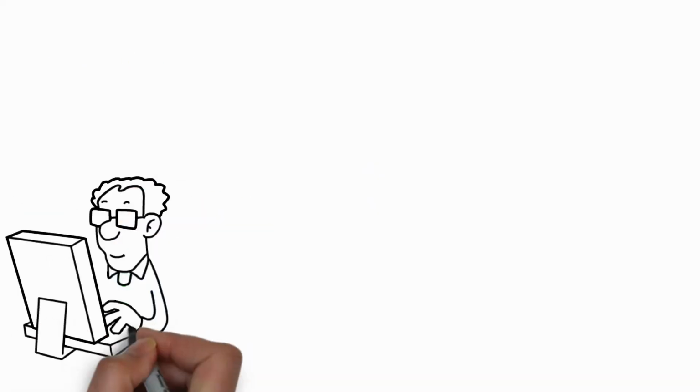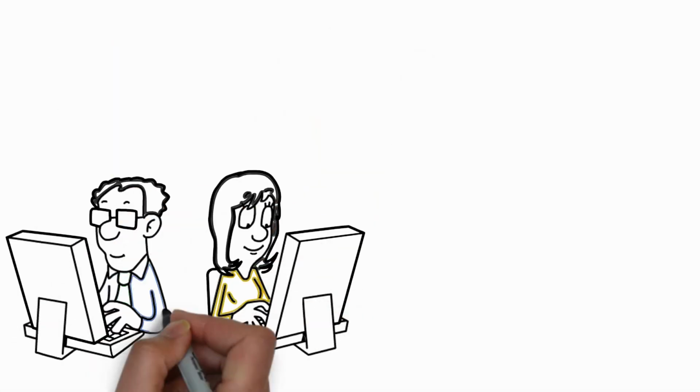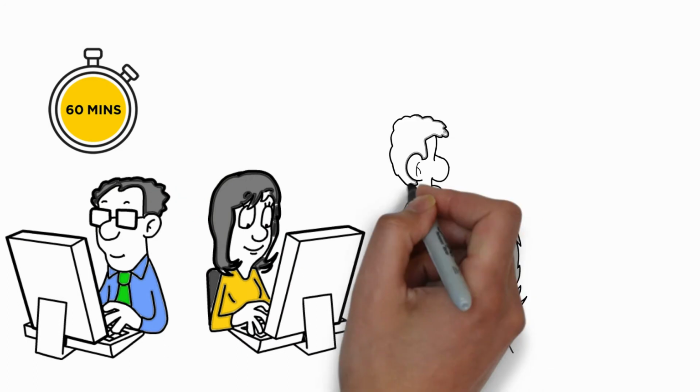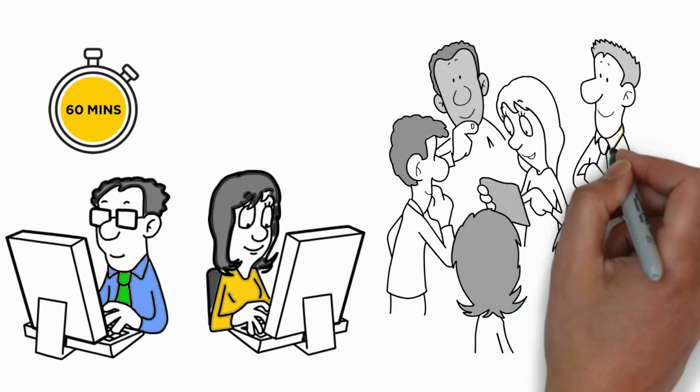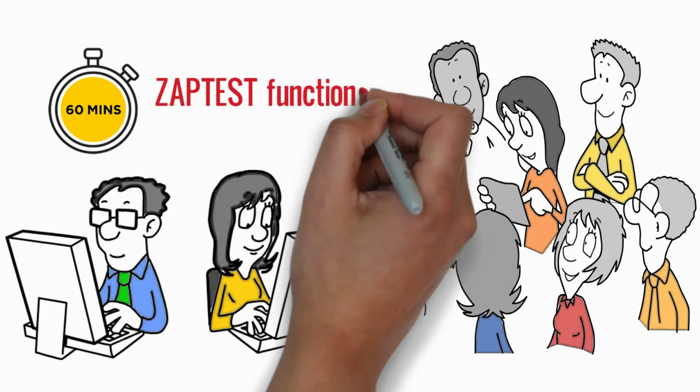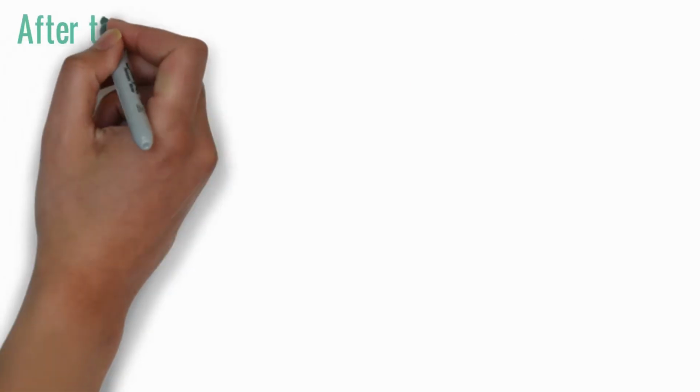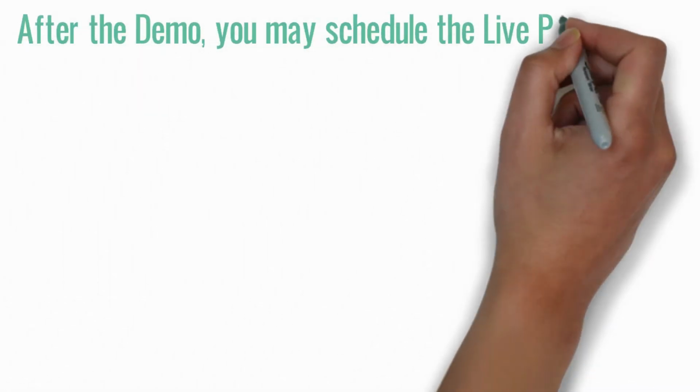A product demo is an online session and takes approximately 60 minutes. During this session, the ZAPTEST team will discuss your test automation objectives and will demonstrate ZAPTEST functionalities. After the demo, you may schedule the live POC session.